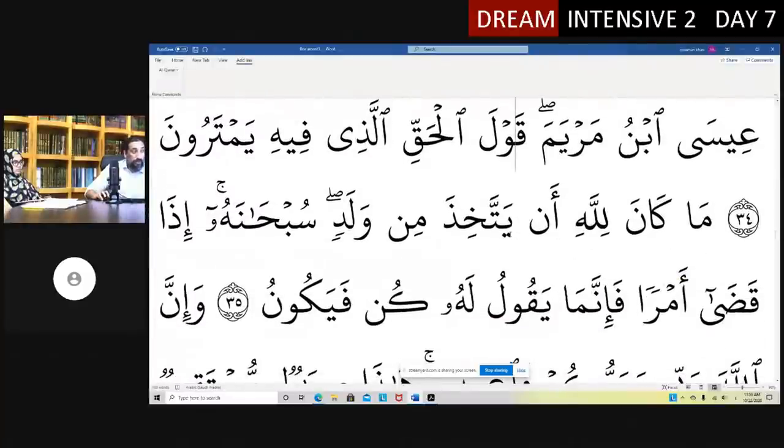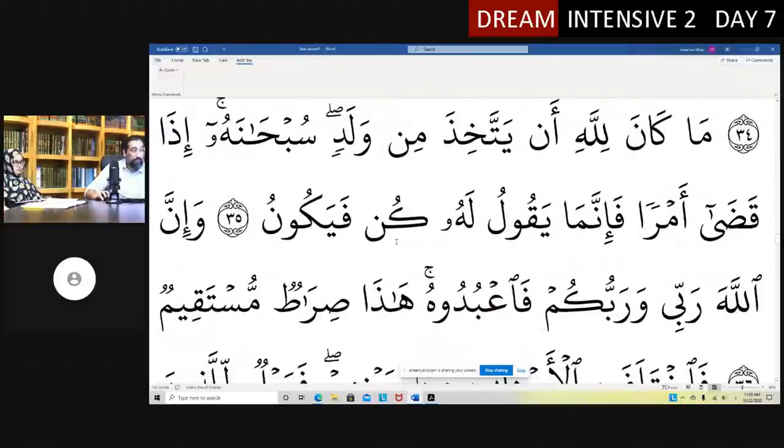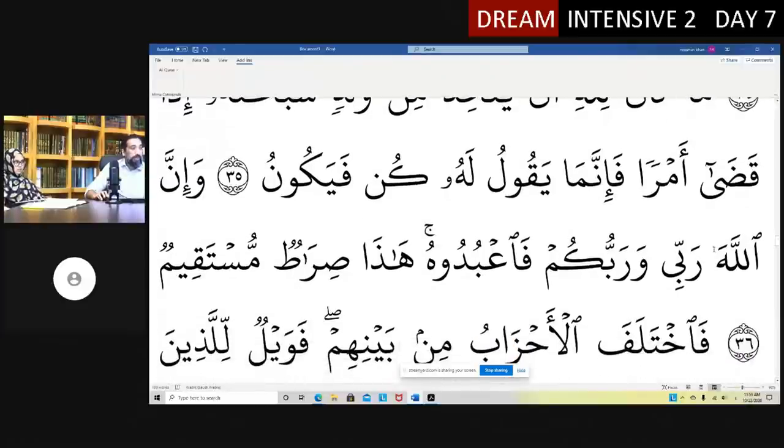مَا كَانَ لِلَّهِ أَن يَتَّخِذَ مِن وَلَدٍ سُبْحَانَهُ إِذَا قَضَى أَمْرًا فَإِنَّمَا يَقُولُ لَهُ كُن فَيَكُونَ. It's not becoming for Allah to take any son. He's way too perfect for that. Whenever he makes a decision, all he says is be, and it happens. وَإِنَّ اللَّهَ رَبِّي وَرَبُّكُمْ فَاعْبُدُوهُ هَذَا صِرَاطٌ مُسْتَقِيمٌ. And certainly Allah is my master and your master, so worship Him alone. This is a straight path.